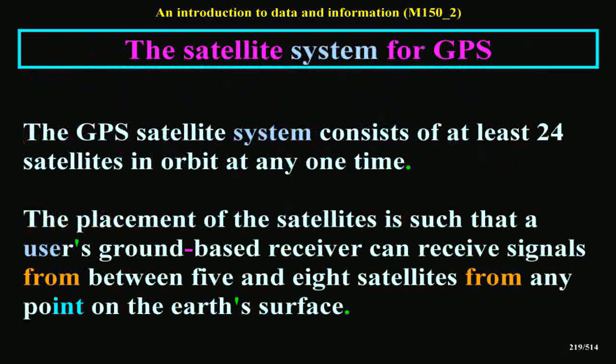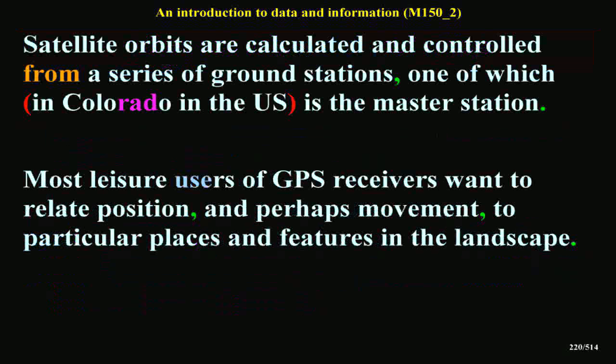The satellite system for GPS. The GPS satellite system consists of at least 24 satellites in orbit at any one time. The placement of the satellites is such that a user's ground-based receiver can receive signals from between 5 and 8 satellites from any point on the Earth's surface. Satellite orbits are calculated and controlled from a series of ground stations, one of which in Colorado in the U.S. is the master station.